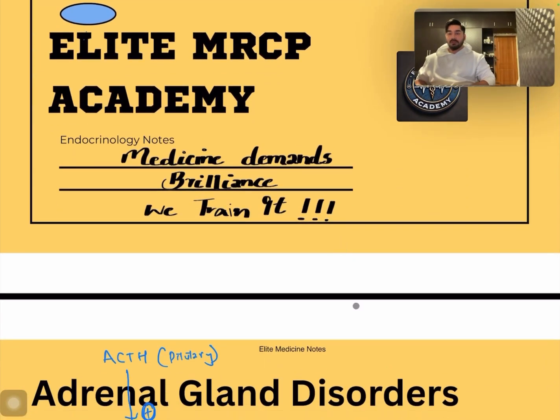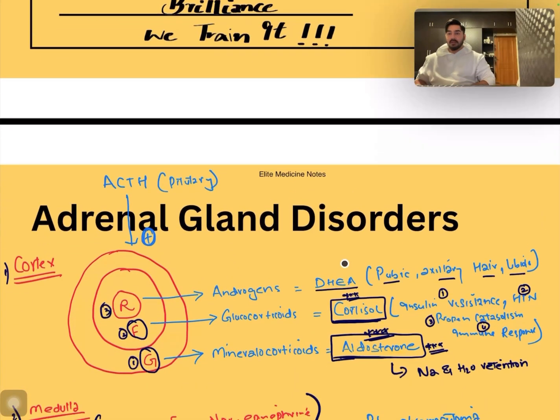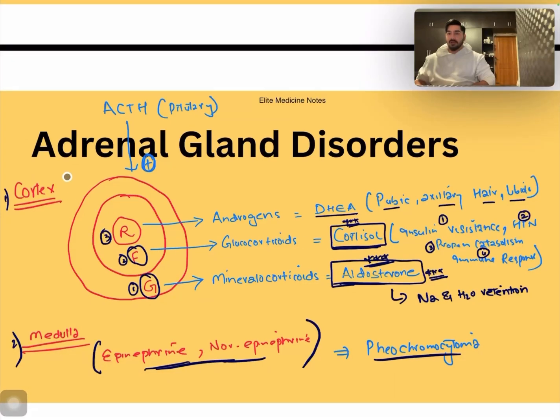So today's session is all about adrenal gland disorders. First we'll start with the basic anatomy and physiology of the adrenal gland. The adrenal gland is mainly located above the kidneys. The name itself is telling: adrenal, above the renal, that means above the kidneys.